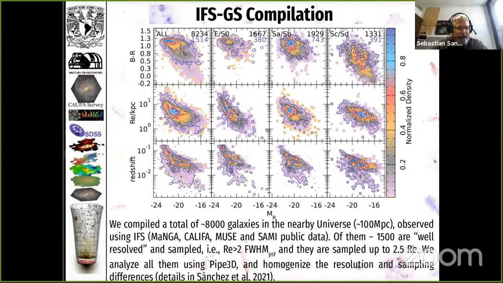When I talk about resolved properties, I will restrict from these 8,000 galaxies to those that are clearly well resolved. That means that the effective radius is at least 2 times the full width at half maximum of the PSF of the data, and you can sample up to 2.5 effective radii. And this limits the sample a lot, and we have a subset of 1,500 galaxies. To homogenize the analysis and compare the results between the different data, we analyzed all of them with Pipe3D, which is one of these pipelines. We also homogenize the resolution and the sampling of the different data. That basically means degrading the resolution of the MUSE data to match that of the other surveys that have obviously a worse resolution. Details are provided in the different articles I mentioned before.